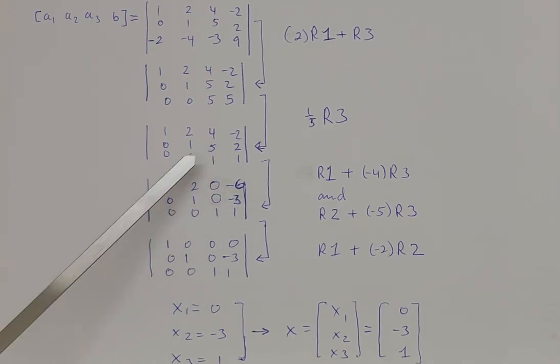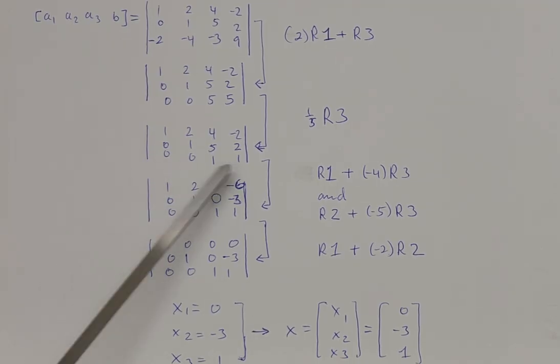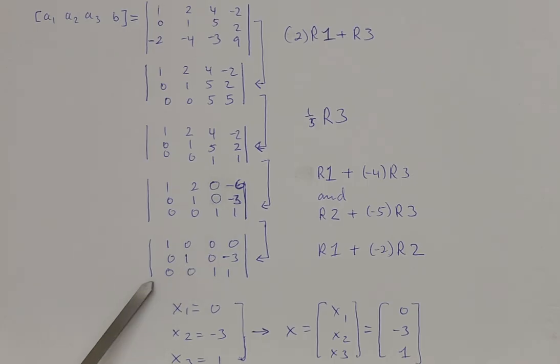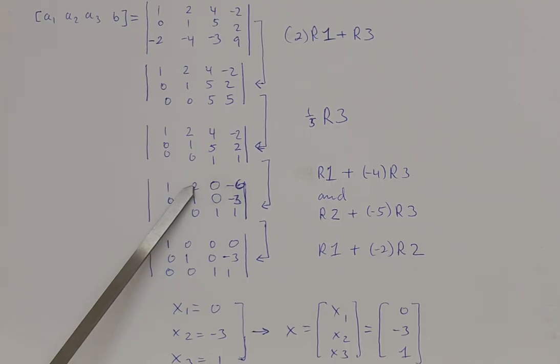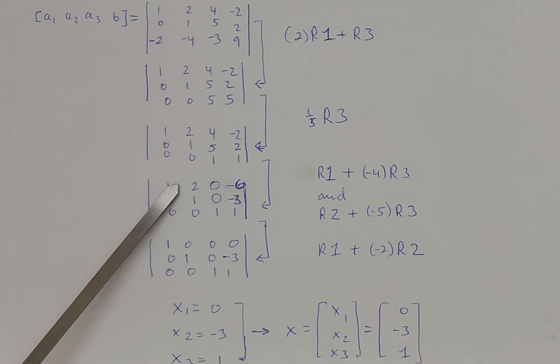Okay, so now the 4 and the 5 are 0. Now we just need to make this 2 become a 0 right here. So rewrite the last row, and rewrite the second row. Now we need to make this 2 become a 0. So the opposite of 2 would be -2. So -2 times row 2 plus row 1.